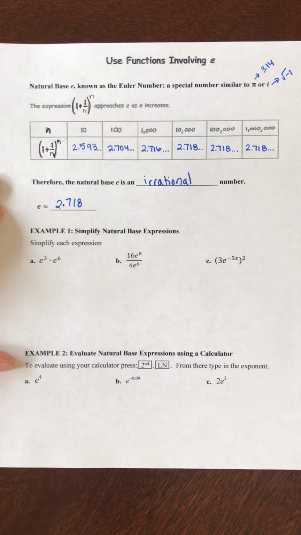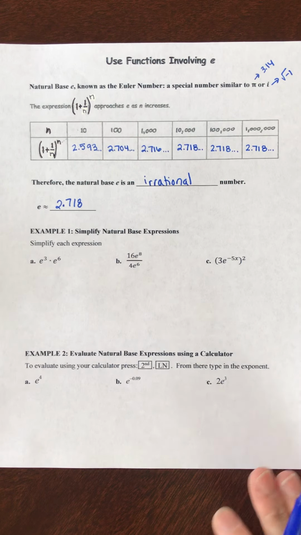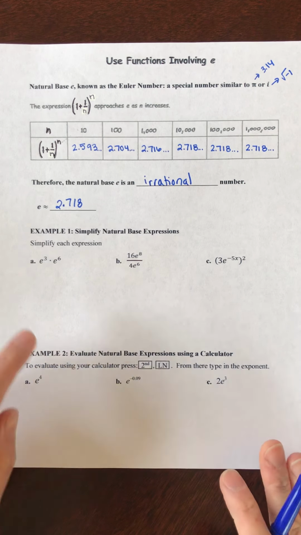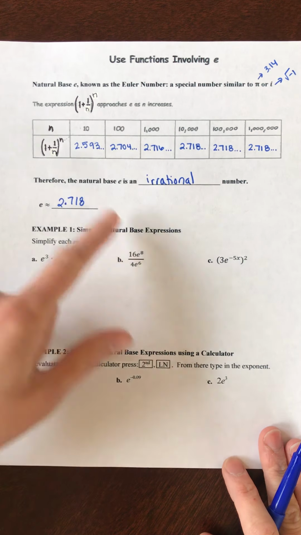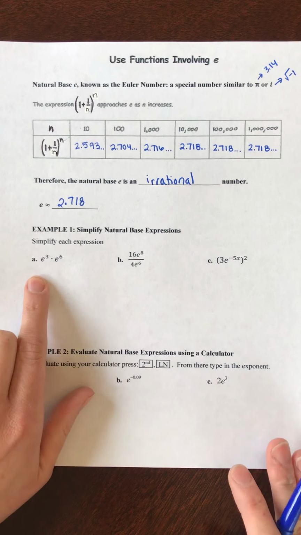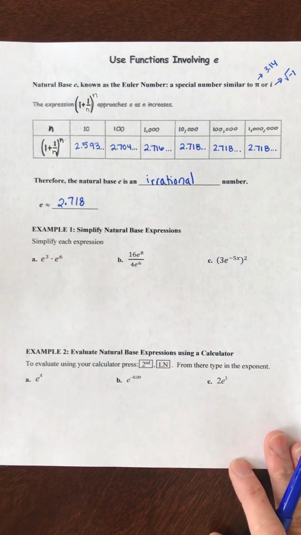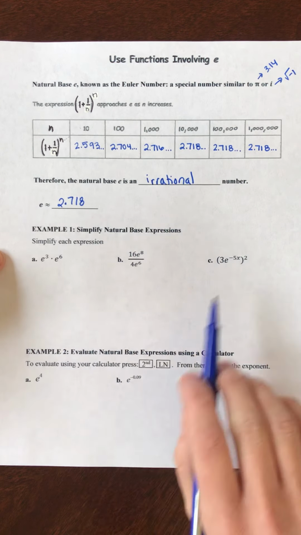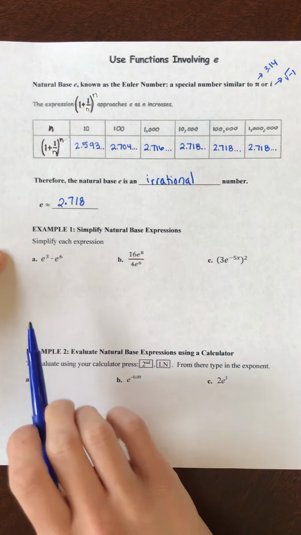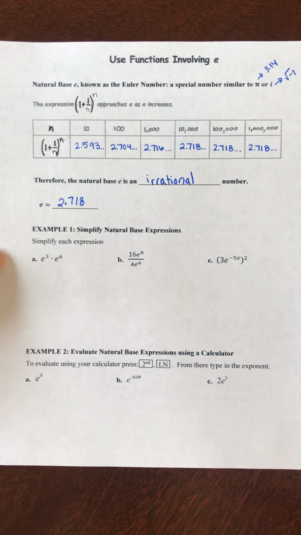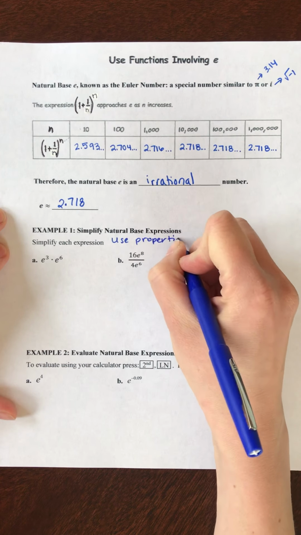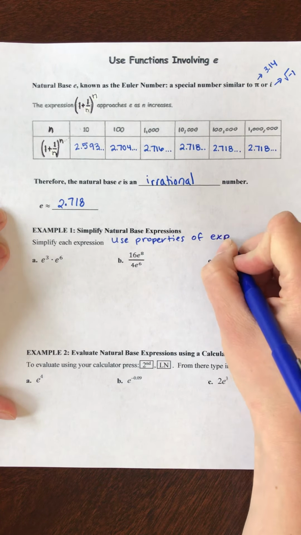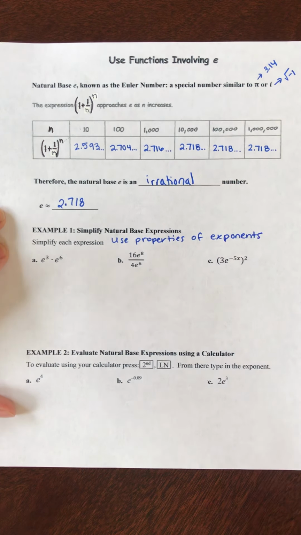Okay, so a couple of things that we use e for. We are in our exponents unit. If I'm going to simplify an expression using the natural base, and again, natural base is just e, I might ask you to simplify a couple of expressions that have e as their base. What we're really doing in this first example with these three problems is just using our properties of exponents, just like we have before.